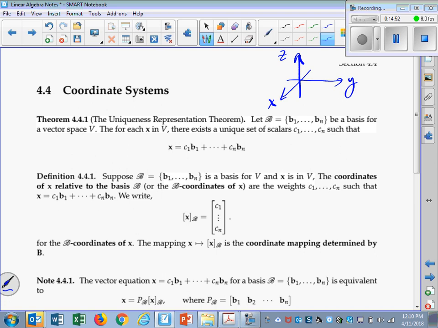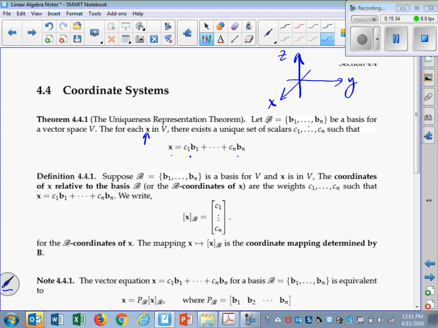This is called the unique representation theorem. If you have a basis B, so we have vectors b1 through bn for some vector space V, then for every single x in the vector space, you can find weights or scalars c1 through cn such that if you weight those basis vectors b1 through bn, you get the vector x. That means every single x in the vector space has a unique representation in terms of these basis vectors b1 through bn. That's why we call this unique representation. So every single vector has its own B coordinates, basis coordinates.